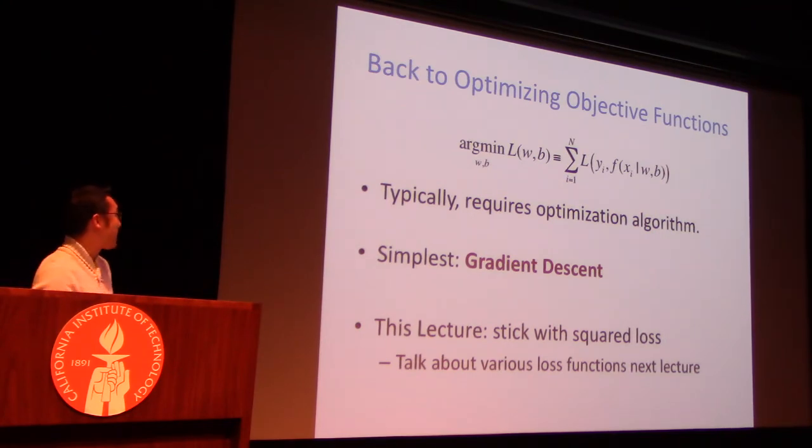To solve this problem, we need an optimization algorithm. The most straightforward one is called gradient descent, and it's exactly what it sounds like. For this lecture, we'll stick with L being squared loss. We'll talk about other types of loss functions on Thursday.